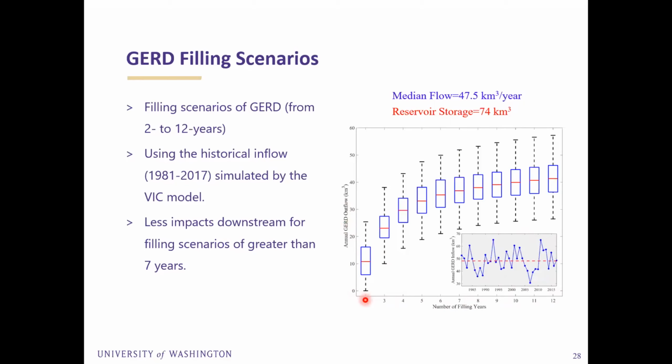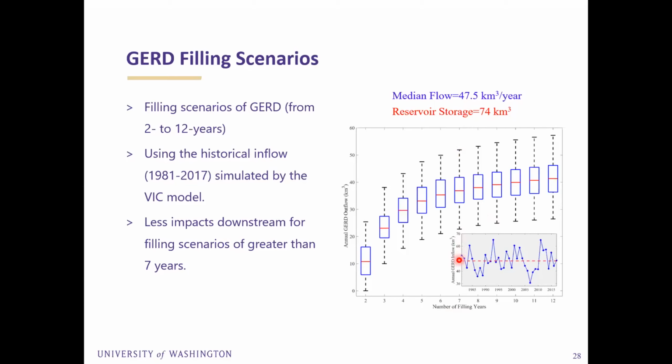But let's just take an example. For example, 2 years of filling, and considering the variability in the streamflow, we can say that the median outflow from the GERD can be around 10 kilometer cube. So comparing 10 kilometer cube to 47.5 kilometer cube, you can see that we can expect around 80%, I think, of reduction for the water that's coming to the downstream.